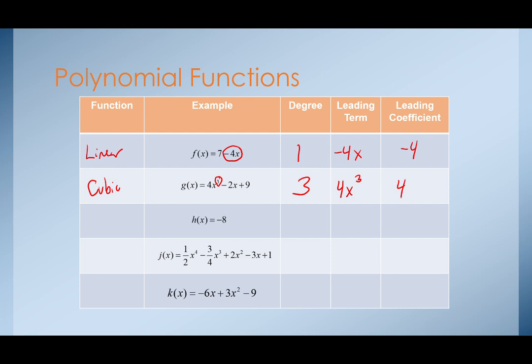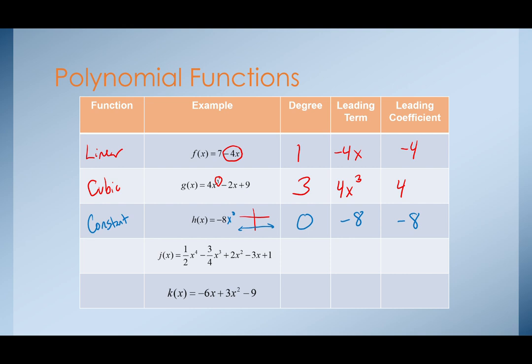Now, h of x here is equal to negative 8, and we know that that's a constant function, right? That would just be a graph looking like that, a horizontal line. So we're going to name that a constant function. The degree on this one, there's really an x to the 0 there, so this is degree 0. And our leading term and, this time, our leading coefficient are exactly the same.